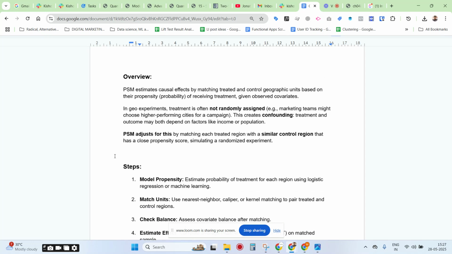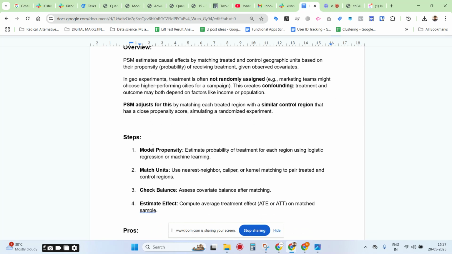So in geo experiments, treatment is often not randomly assigned. Remember what I said at the start when we were talking about the holdout tests, that random assignment of treatment to different geos is very hard to do, because in real world business, you'll probably not be able to do that. For instance, marketing teams might choose higher performing regions for a campaign, right? That's kind of obvious, because you don't want to have high opportunity costs. Like, okay, we ran a test, and it was a complete fluke and nothing came out of it, so we wasted money. We learned something, but we also wasted money, and literally that's hurting the business. So you have to take those things into consideration as well. So that's precisely why these kinds of methods are useful.